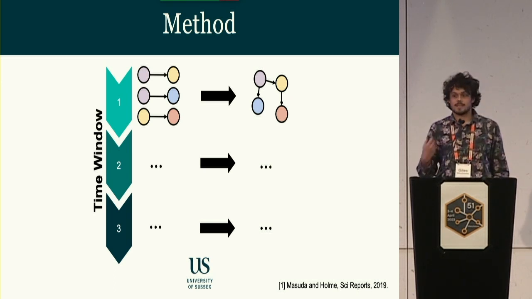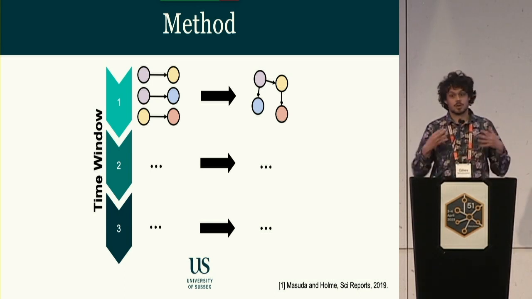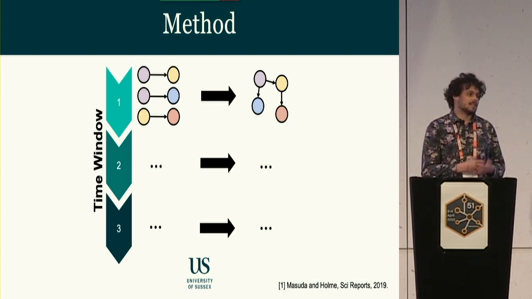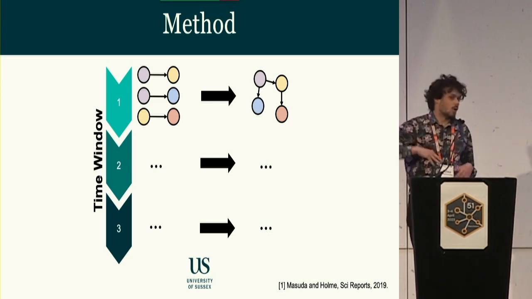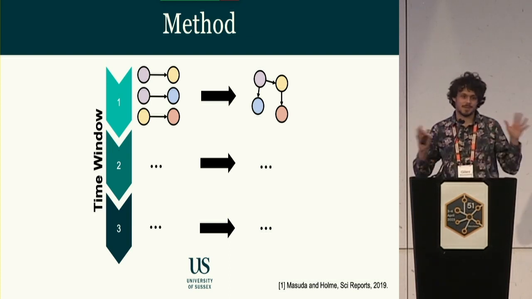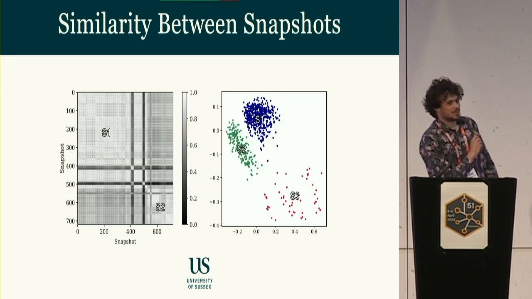And then to investigate the variability of the behavior, we looked at the structural distance between these snapshots in a pairwise manner. So we end up with a 720 by 720 matrix of essentially the distance between all of these, or actually similarity, so one minus the distance, but same thing. And this got us results like this.